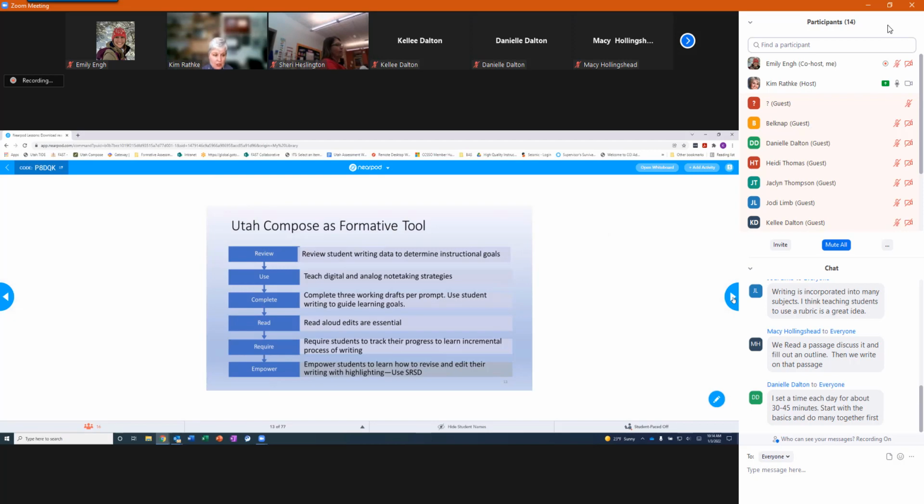But these 6 things, if you're doing this consistently, I promise you're going to see a marked improvement in writing in your students.